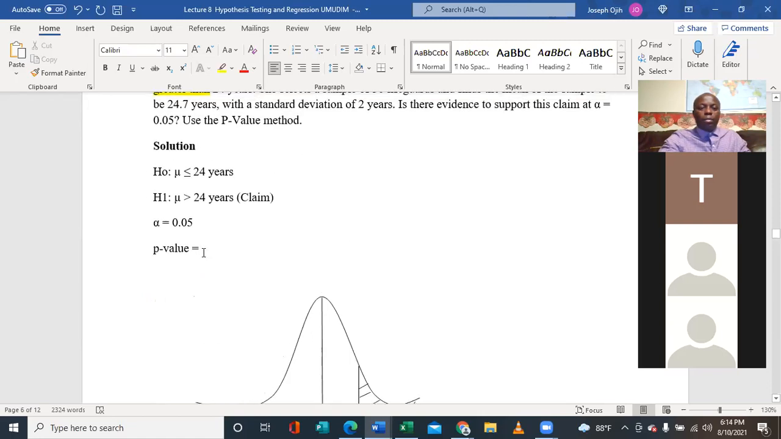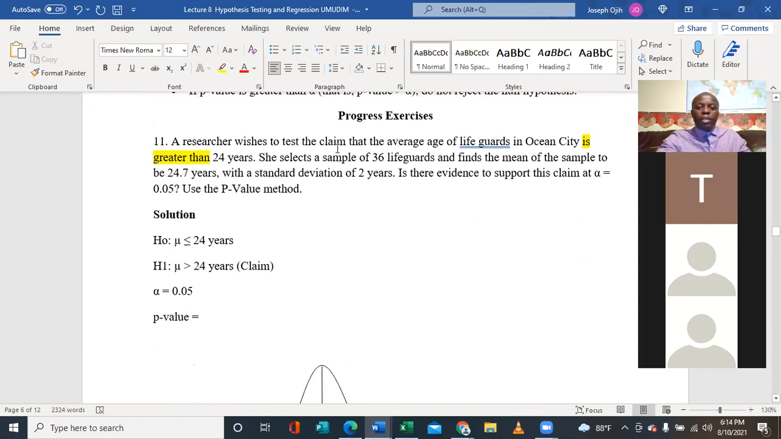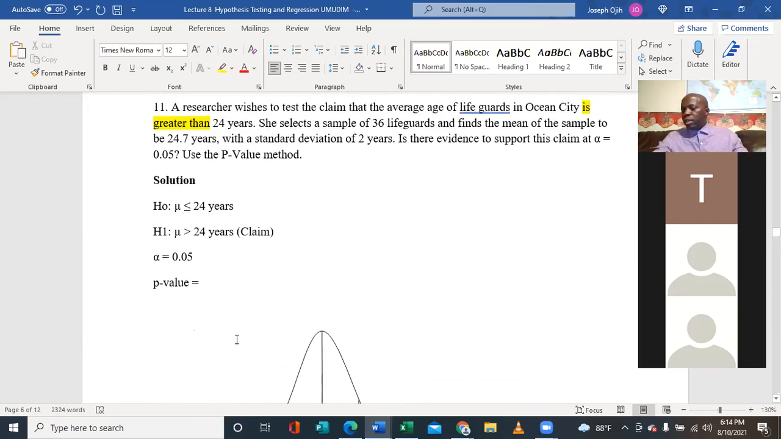Now, our sample mean is, it said, a researcher wishes to test the claim that the average lifeguard in Ocean City is greater than 24 years. He selected a sample of 36 lifeguards and found the mean for the sample to be 24.7 years. So I'm going to write this down so I can get the sample mean. The sample mean, X bar, is 24.7 years.